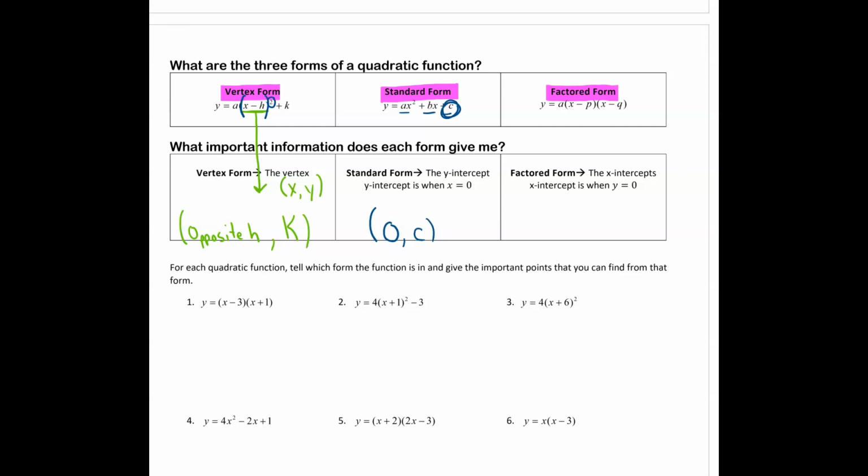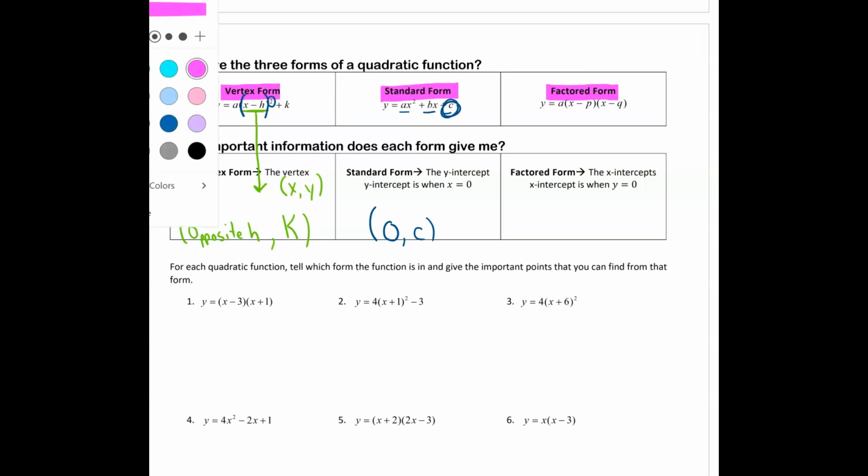And then you've got factored form. Factored form looks a lot like vertex form because there's parentheses, but the big difference is there's no square. There's no little exponent showing up in here. You just see your parentheses. And in factored form, you already realized by factoring that you found the x-intercepts. You were solving for x.